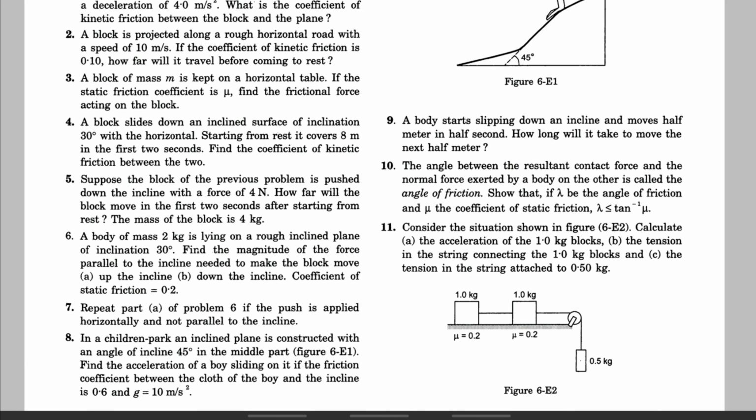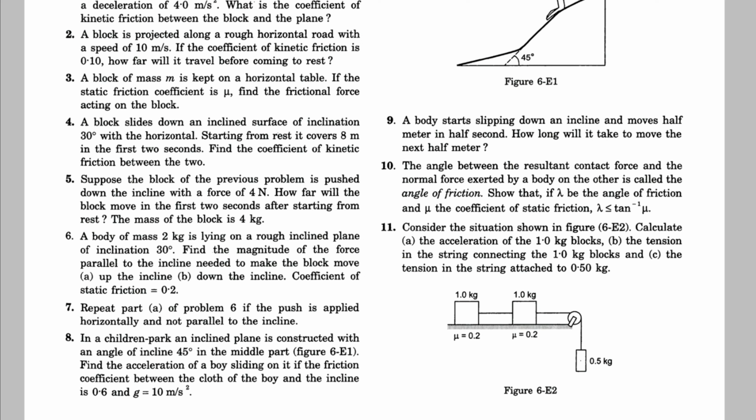Question number 8, we have a children's park where there is an inclined plane having angle 45 degree in the middle part. We need to find the acceleration of a boy sliding on it if the frictional coefficient is 0.6, and we can take g equal to 10 meter per second square. So this is the 8th one. Now again let me try to draw the free body diagram.